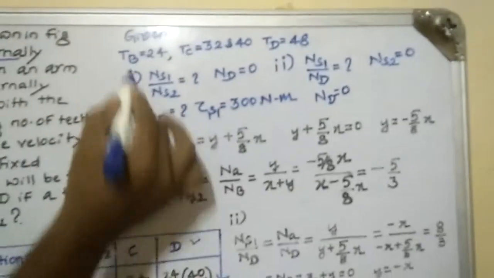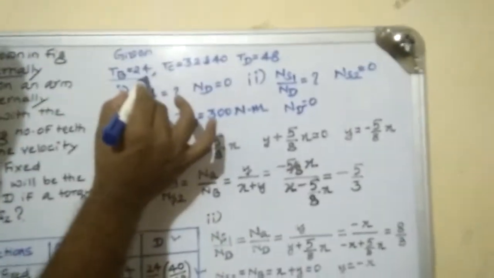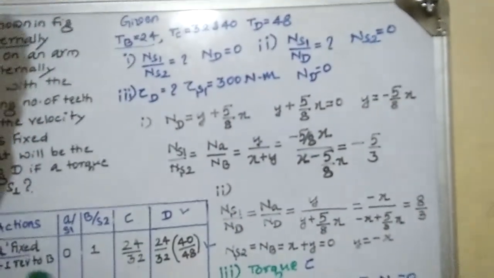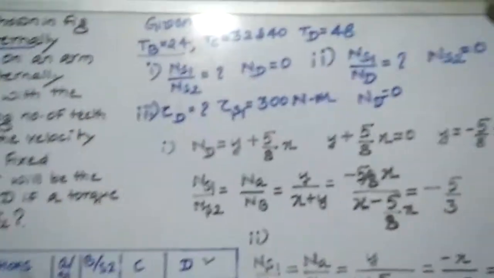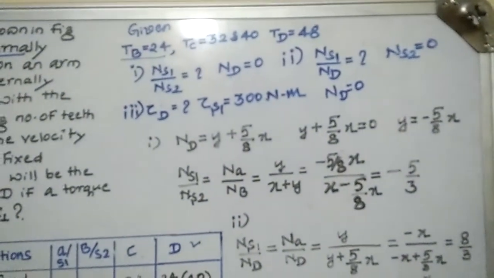As usual, TB you have taken as the number of teeth in the tabular column. Then the things are given as TB is as usual 24, TC is given as 32 and 40, that is internal and external. They gave TD also 48, all the T they have given. Then look at the problem.